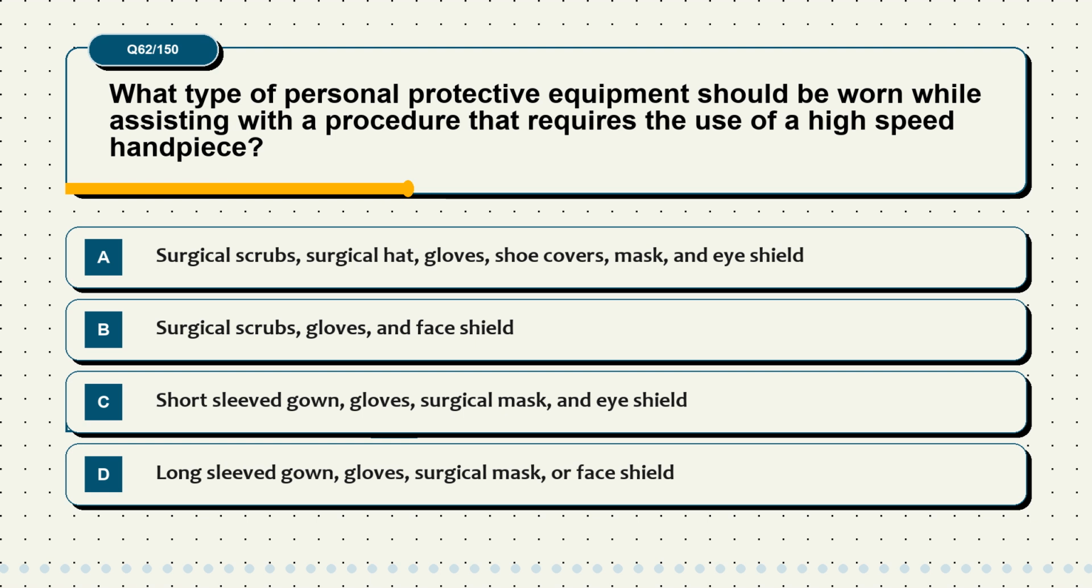Option A, surgical scrubs, surgical hat, gloves, shoe covers, mask, and eye shield. Option B, surgical scrubs, gloves, and face shield. Option C, short-sleeved gown, gloves, surgical mask, and eye shield. Option D, long-sleeved gown, gloves, surgical mask, or face shield.